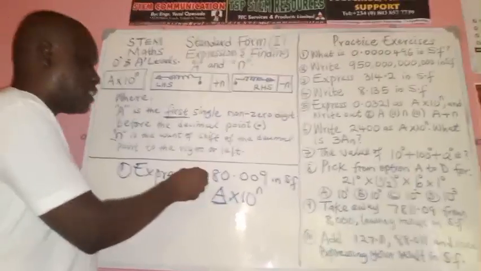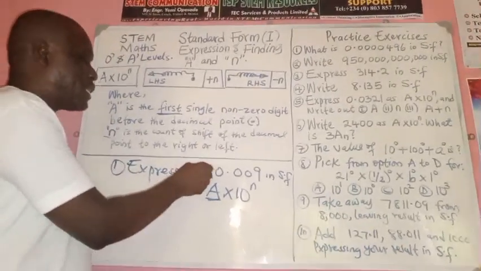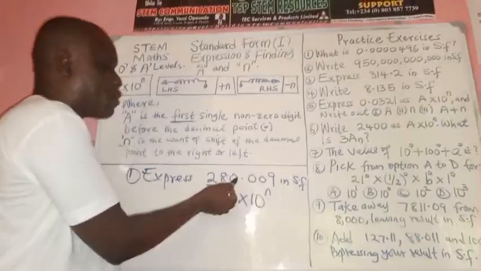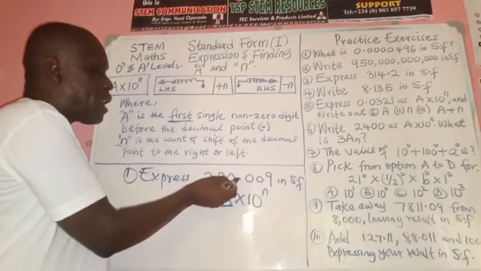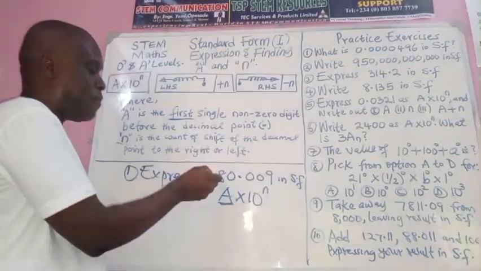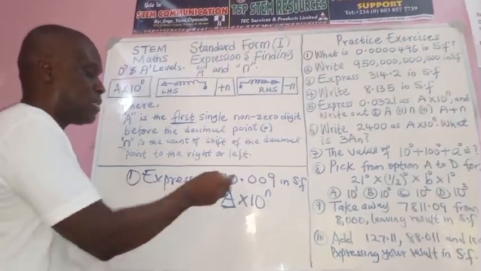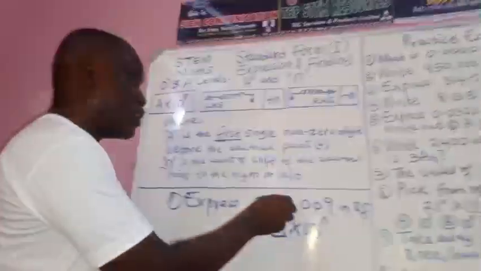Where this a is just a single digit, and which is the first one. So the first digit here is this 2. It means all this other one must come after the decimal point. But look at where the decimal point is. It means you have to shift the decimal point immediately here. We need to bring it here. Do you understand? We need to bring the decimal point here.